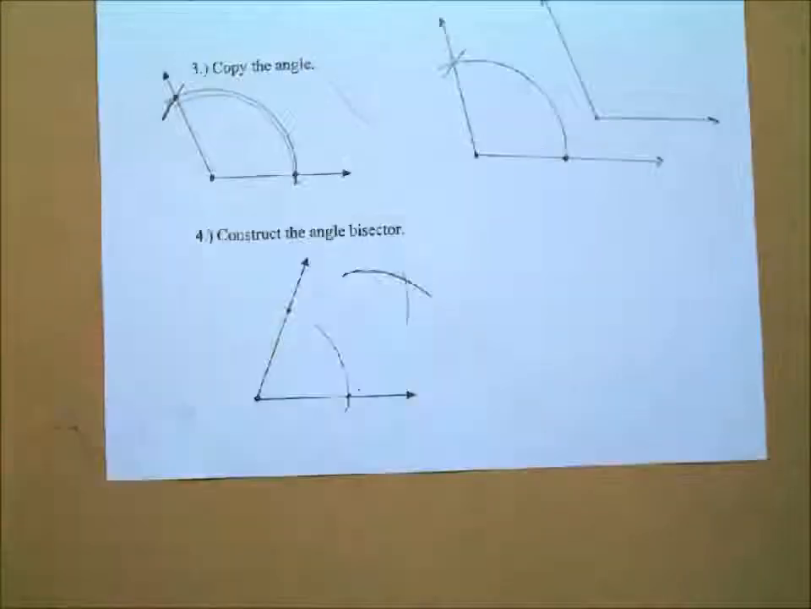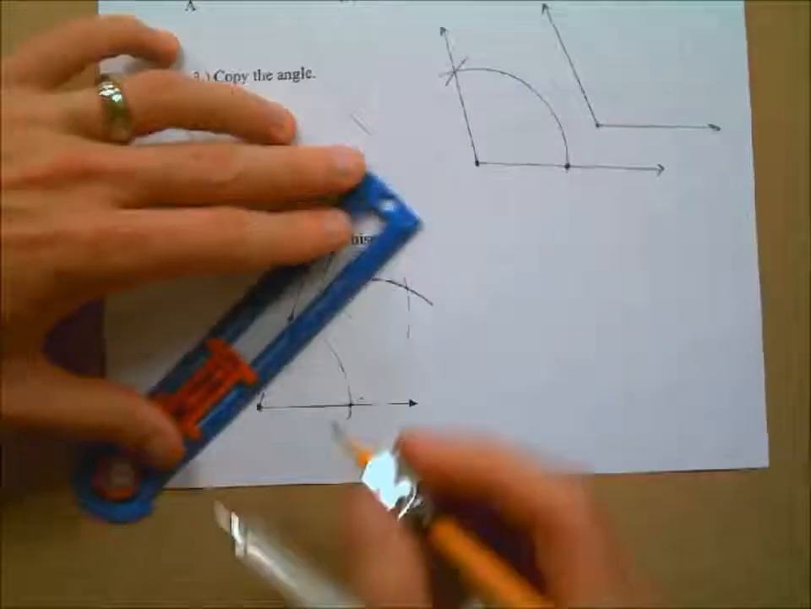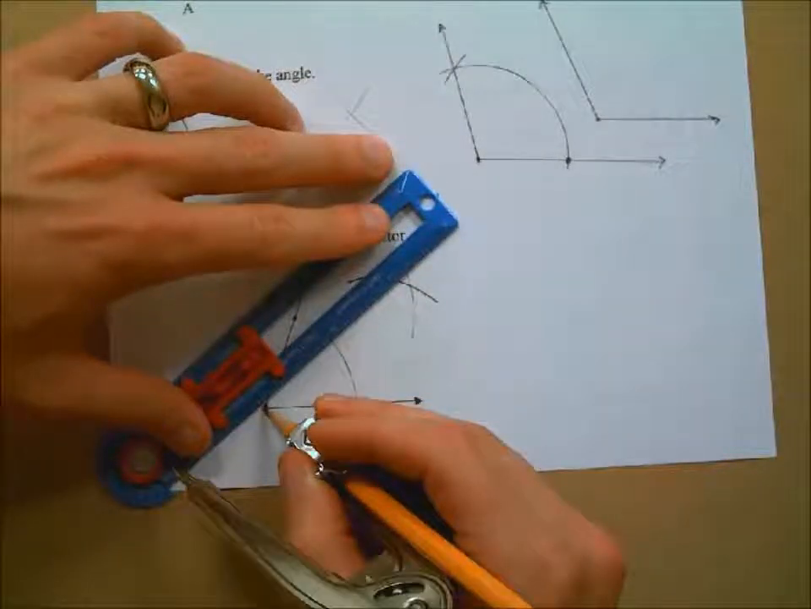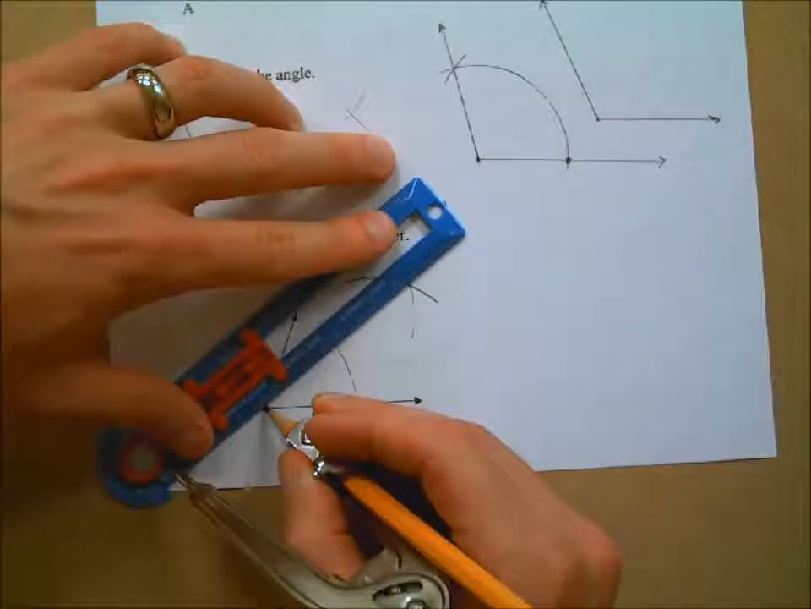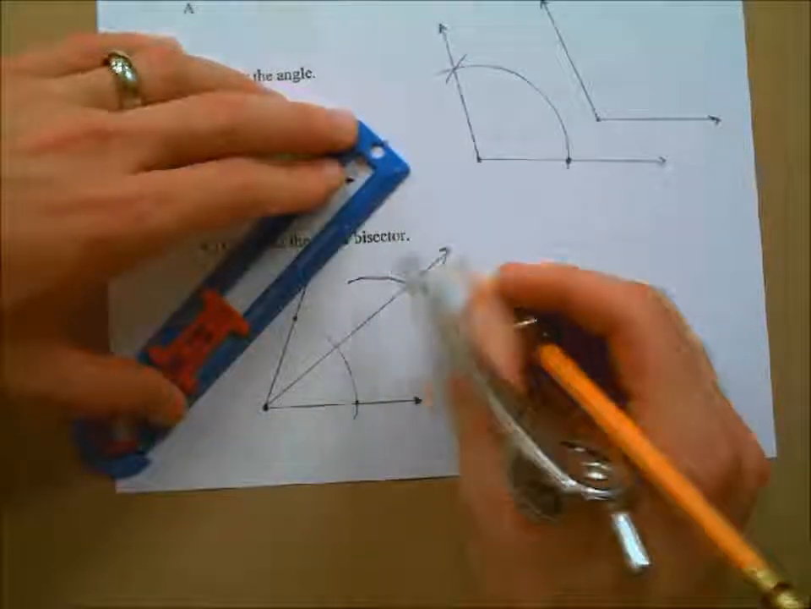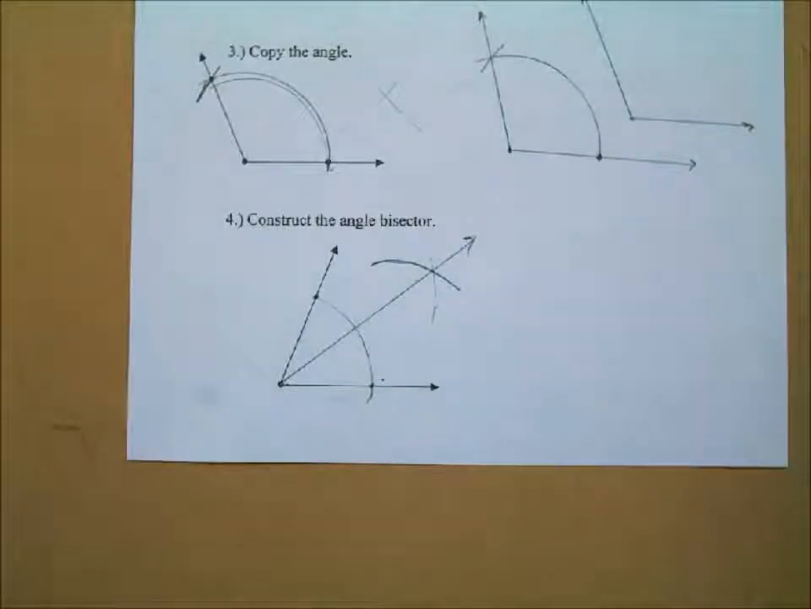Okay, and then straight edge from the vertex through the X. And there's your angle bisector. Okay, I didn't do a very good job because my compass isn't great. So there's why I didn't do a very good job there. That's why it has a lid. Okay, so there's the angle bisector using your compass and straight edge.